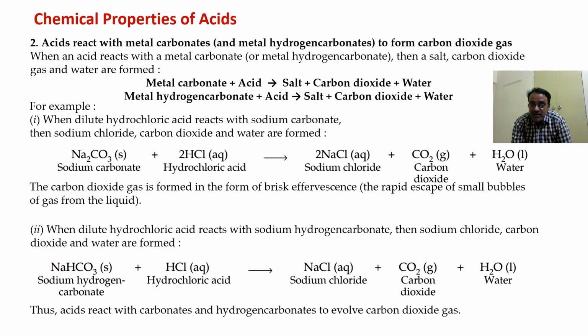Now we are going to see one example for metal hydrogen carbonate. When dilute hydrochloric acid reacts with sodium hydrogen carbonate, then sodium chloride, carbon dioxide and water are formed. So what we are observing is that we are getting salt. So these reactions are helpful when we study about salt. So these are the two examples, one for sodium carbonate, another for sodium hydrogen carbonate.